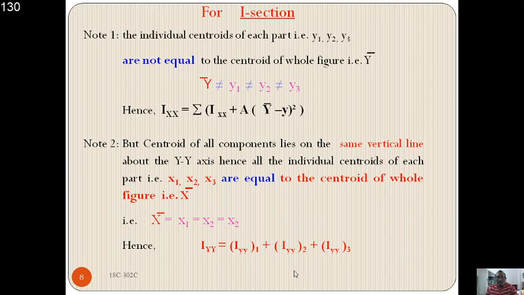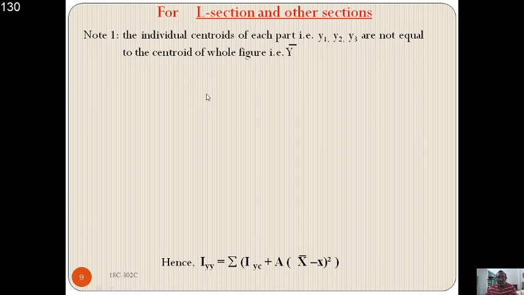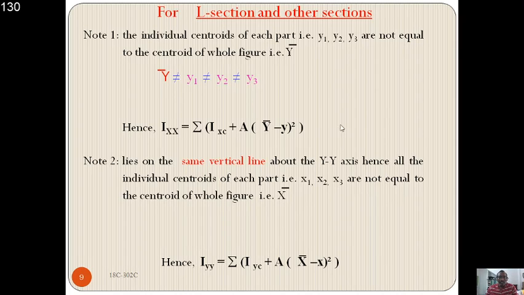So this is the simple calculation for the I section for the Ixx and Iyy. Note down this difference. Here no AD square term is there, right? But in this case we have the summation of the AD square, right? Whereas for the L section and similar other asymmetrical sections, the procedure for the Ixx and Iyy will be the same. We need to find the d distances in the x directions and y directions for both.